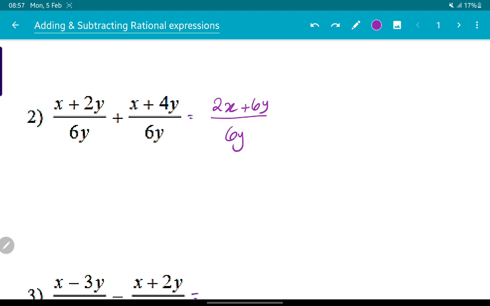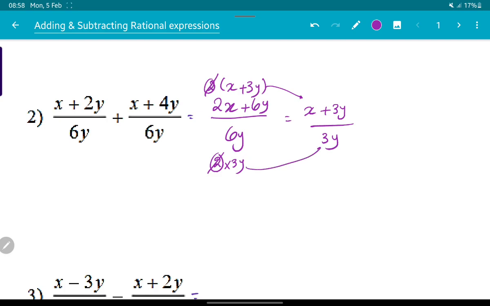You can see that we can divide all of this by 2, so this will give us x plus 3y over 3y. Because you can take 2 as a common factor, this will leave x plus 3y, and we can divide the 6 by 2 to get 3y. Now we can cancel this 2 with this 2, and this will be the remainder.